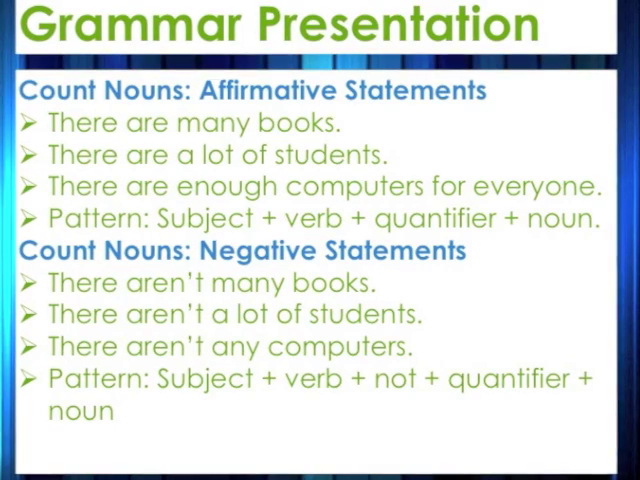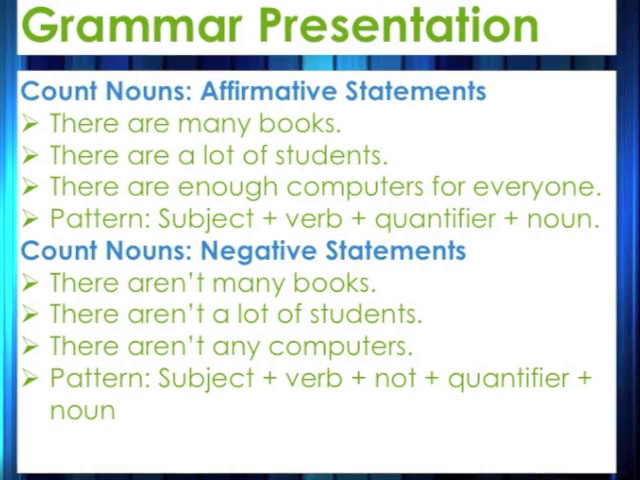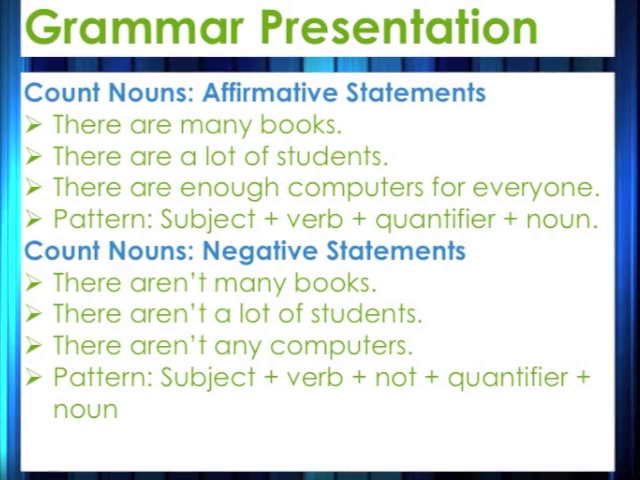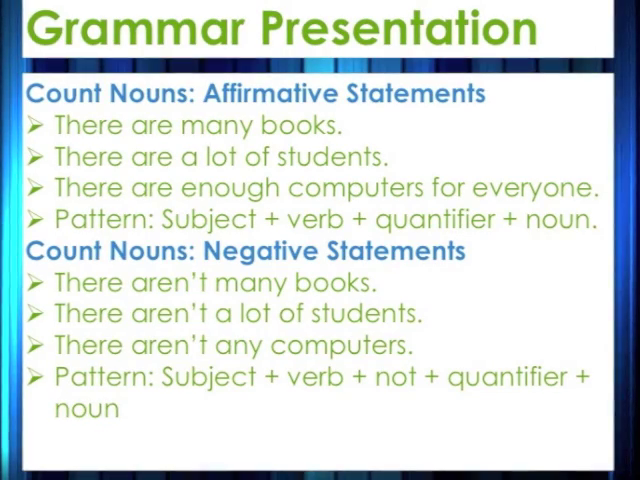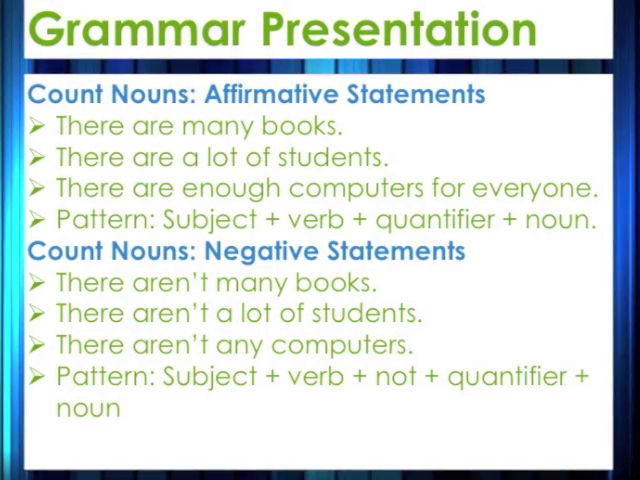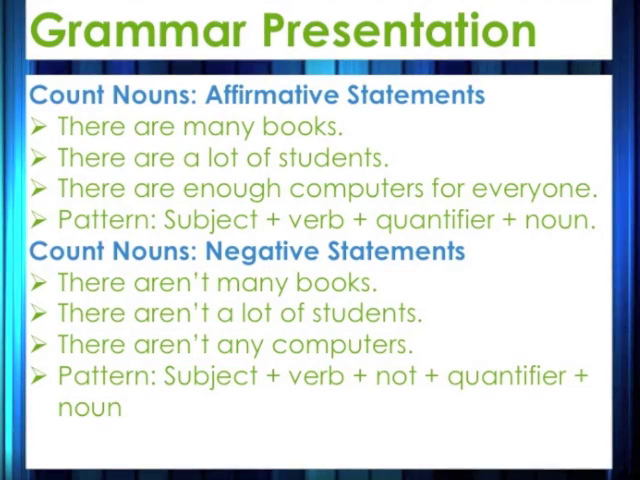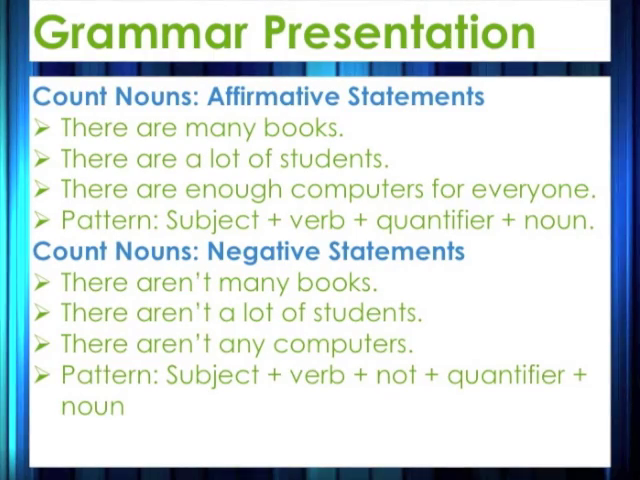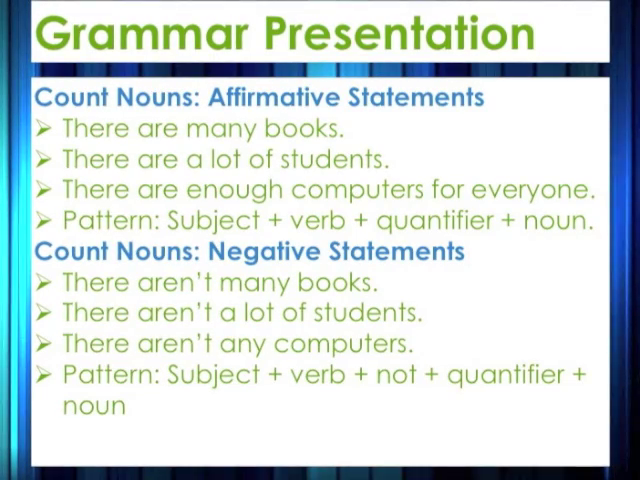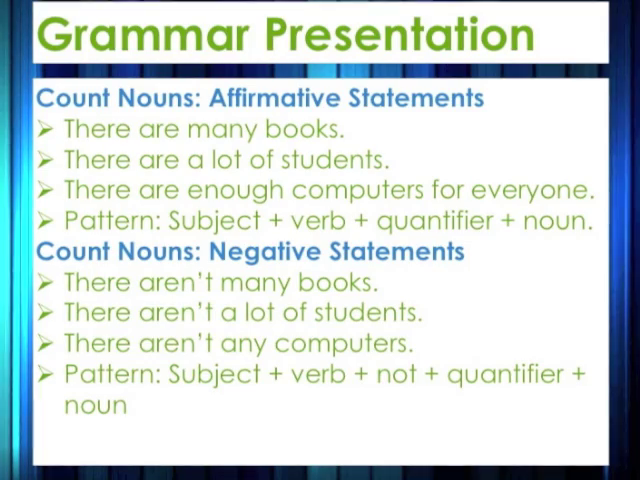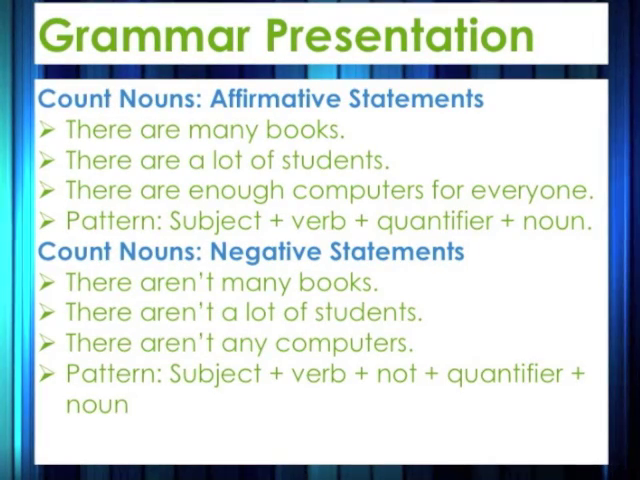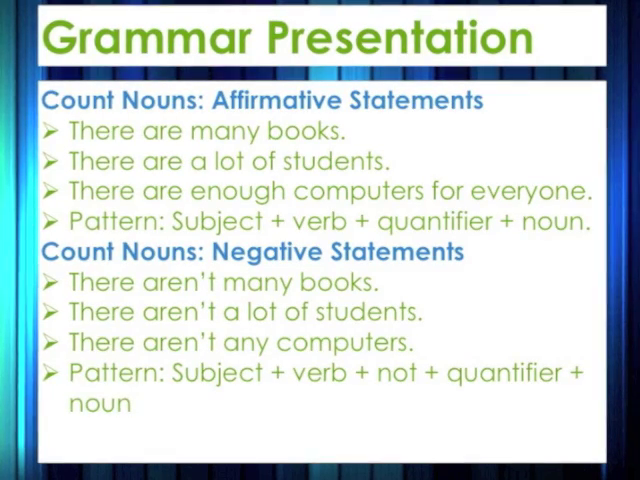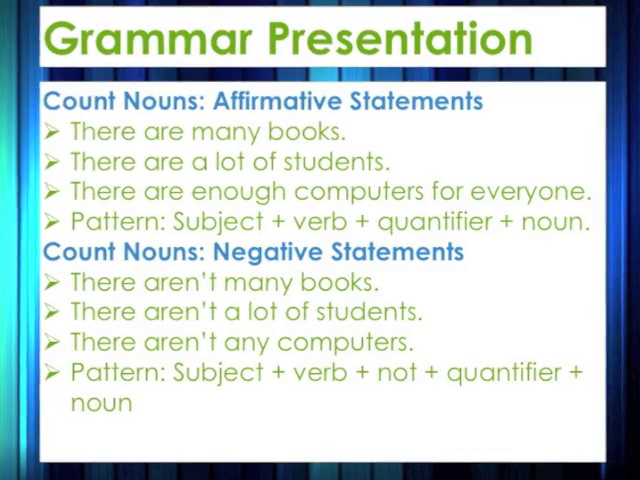Let's look more specifically at how you use the quantifiers. For count nouns in the affirmative statements, you would say there are many books, there are a lot of students, there are enough computers for everyone. So the pattern is subject, verb, quantifier, noun. For negative statements, there aren't many books, there aren't a lot of students, there aren't any computers. The pattern is subject plus verb plus not plus the quantifier plus the noun. Go ahead and pause so you can study these examples.